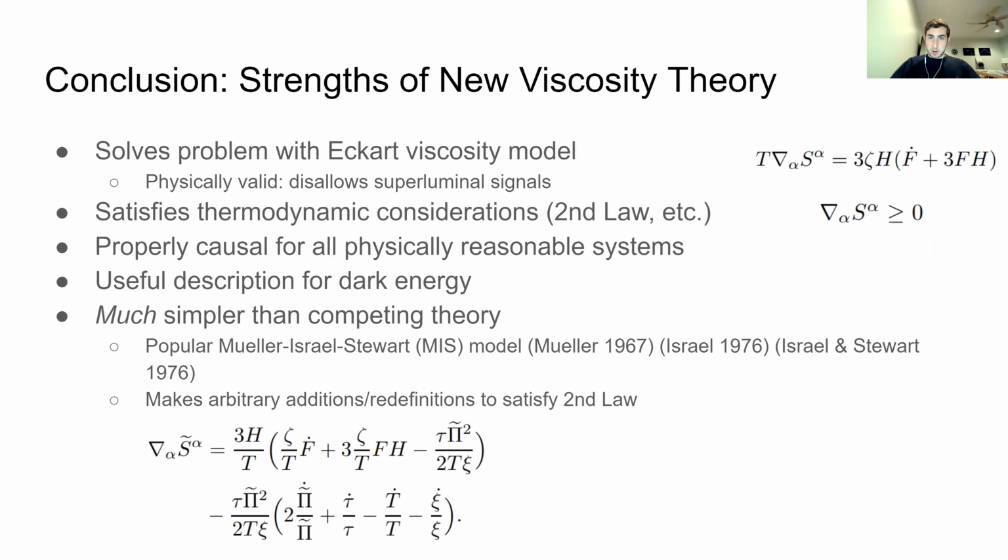So in conclusion, some strengths of this theory: it makes sense physically in pretty much any way you can consider. It describes dark energy in the ways I've been talking about, and it's actually much simpler than this other theory, which is here if you're interested, but this other theory is kind of contrived and way more complicated. So this one has a lot of advantages.